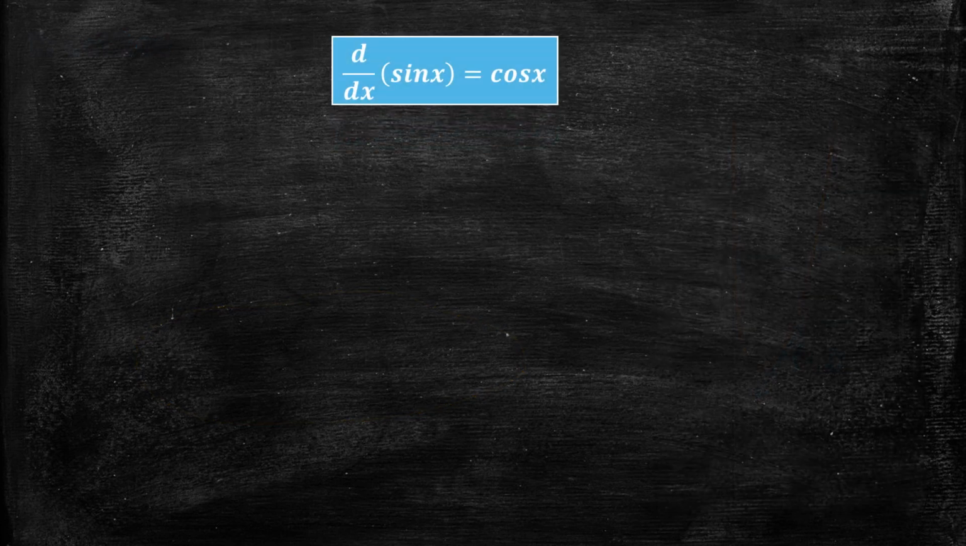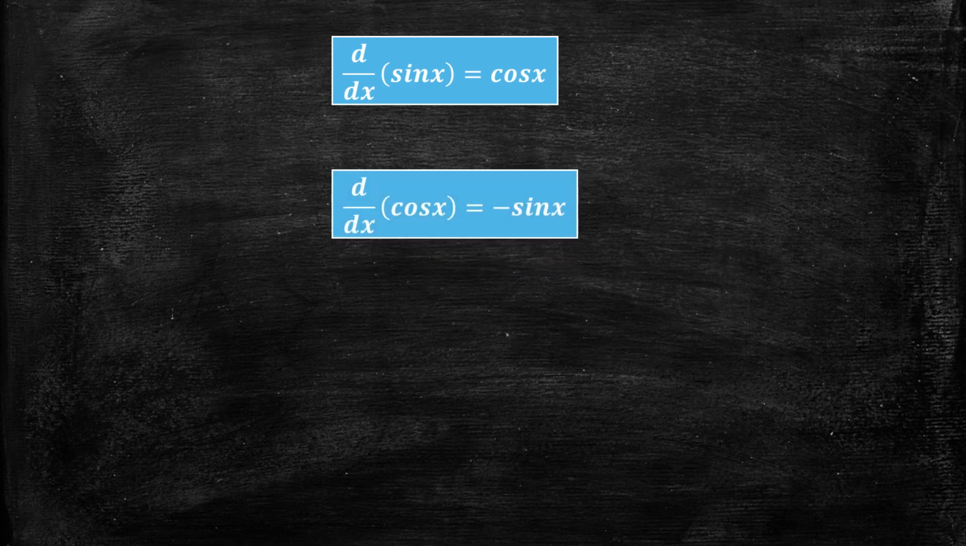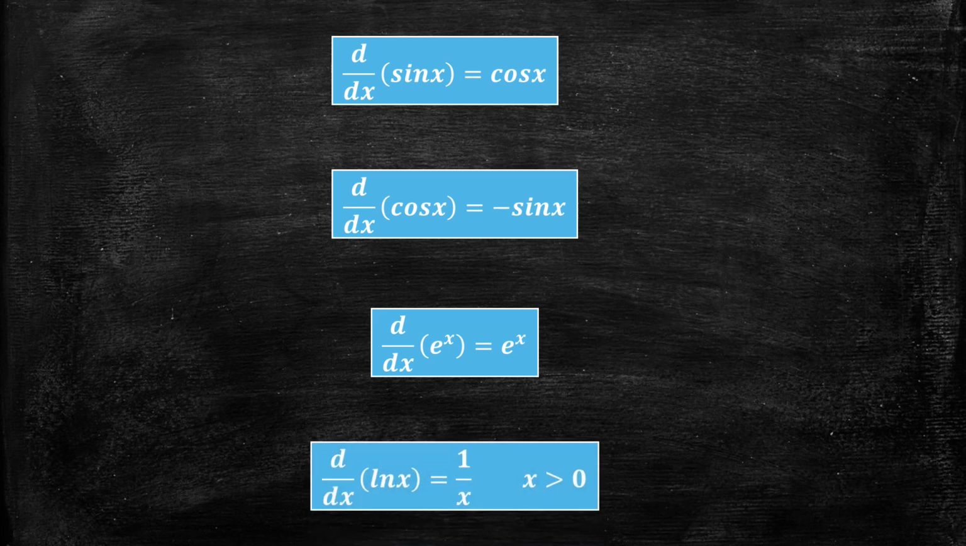And just to summarize, in case you didn't get these formulas down, the derivative of sine x is cosine x. The derivative of cosine x is negative sine x. The derivative of e to the x is just e to the x. And the derivative of ln x is 1 over x, but x has to be bigger than 0.